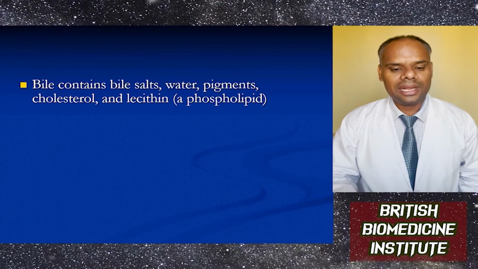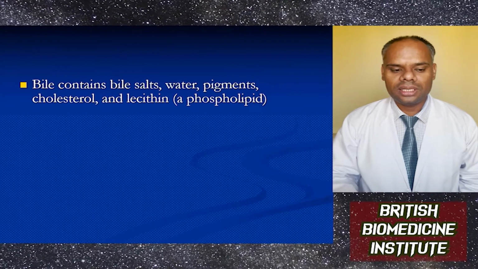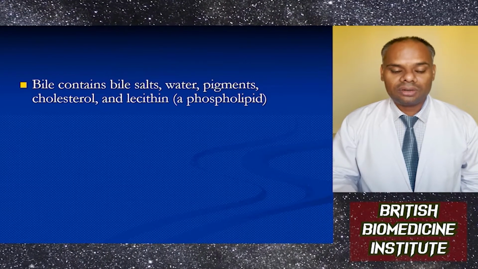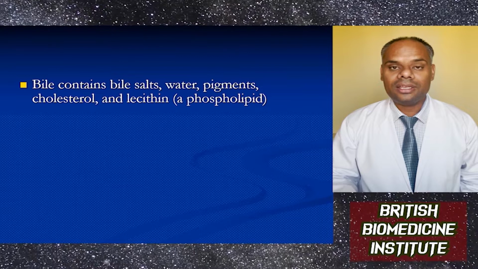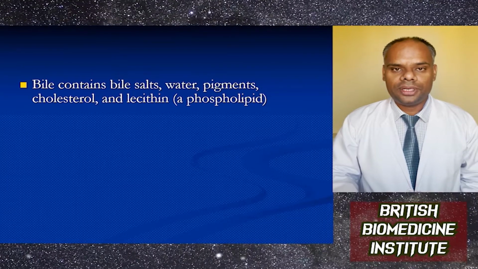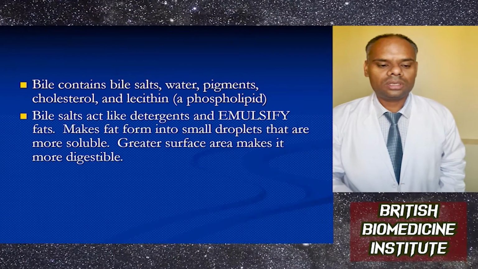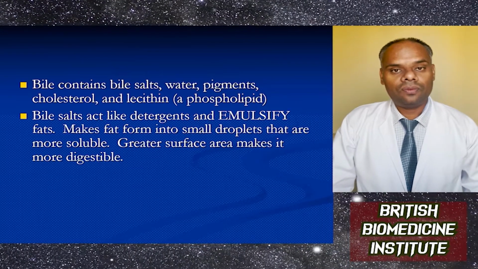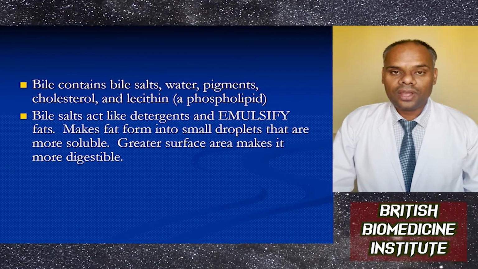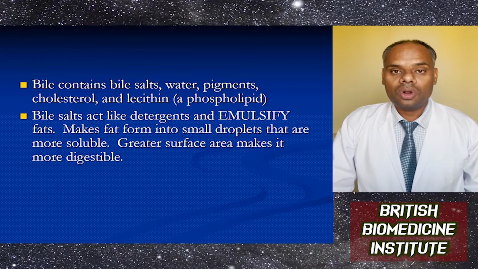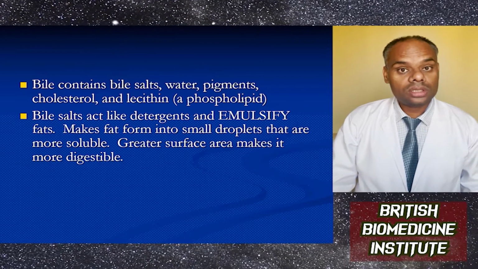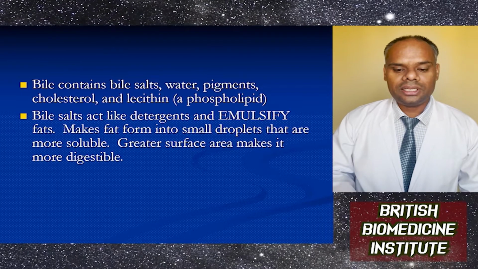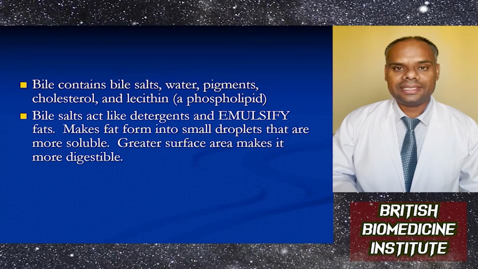Bile contains bile salt, water, pigment, cholesterol and lecithin. Lecithin is basically a phospholipid. Bile salt acts like a detergent and emulsifies fat, making fat form into small droplets that are more soluble. Greater surface area makes it more digestible.